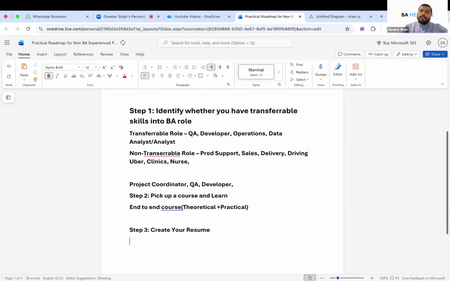Create your resume. Okay. Now, creating a resume doesn't mean that you just create one resume and you apply to all the jobs with that resume. No, always customize your resume. Okay. And as you are an experienced professional, and you are moving into a BA role which will demand some years of experience as a BA, I would advise you to show some years of experience as a BA.